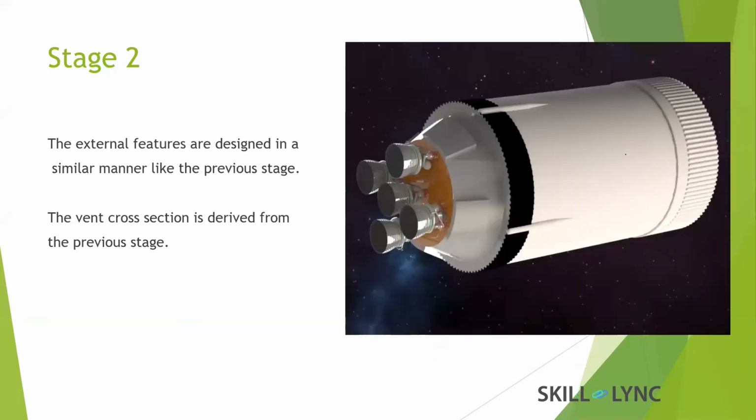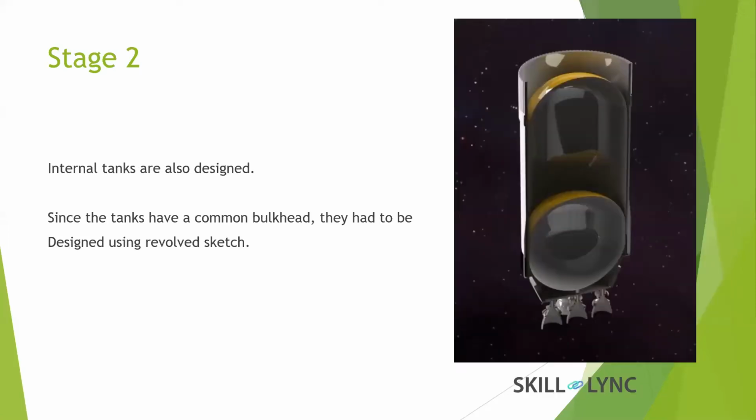After that, I designed all the external features. As you can see, the vents and the main tank, and I gave the appropriate appearances. In this stage, the most special feature is that it looks like there is one tank within another, which is not the case. These are 2 separate tanks, in which both of them have a common bulkhead. So it was designed to reduce the weight of the actual stage.